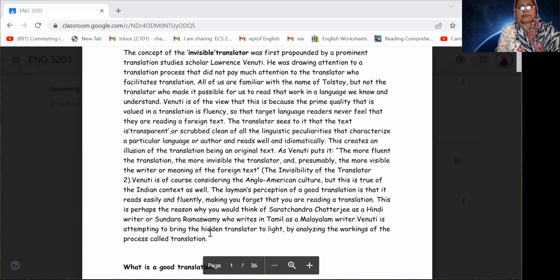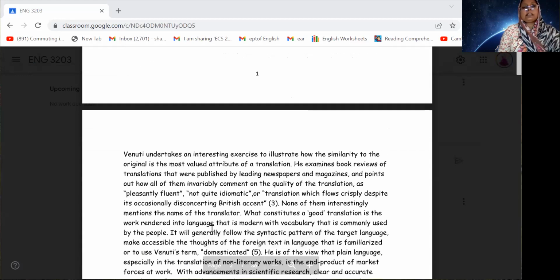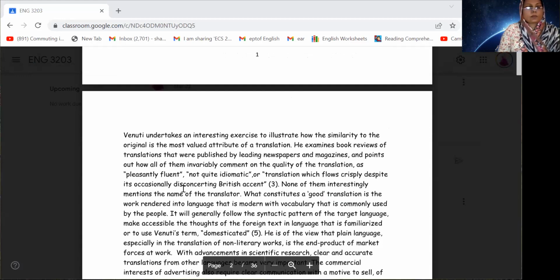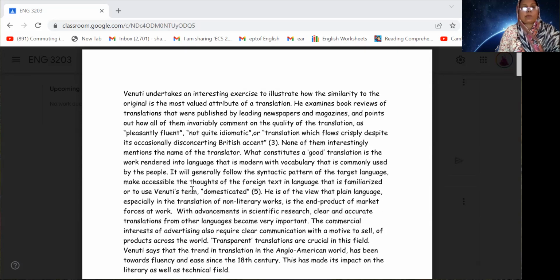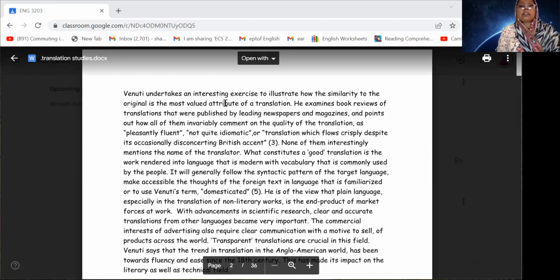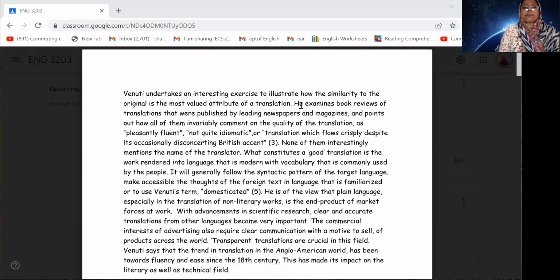After this discussion, what is a good translation? Venuti tries to illustrate how similarity to the original is the most important quality of a translation. The translated words should have similarity with the original text.